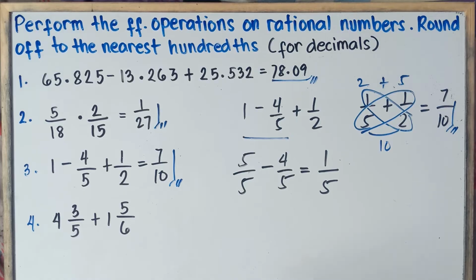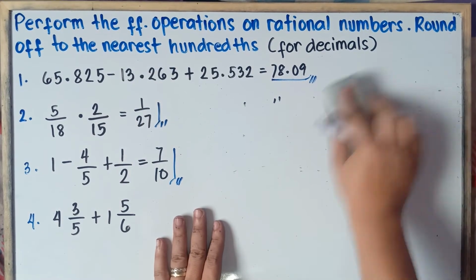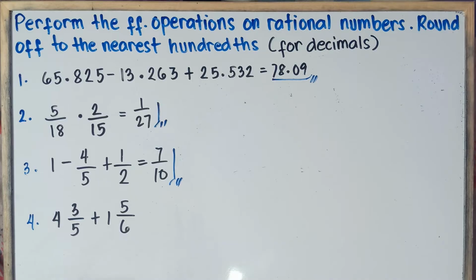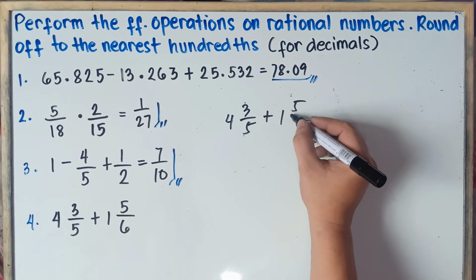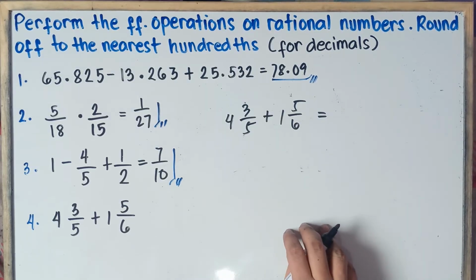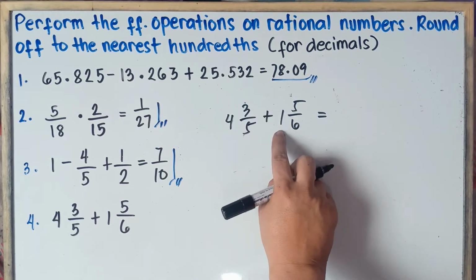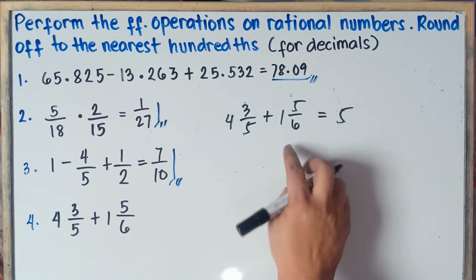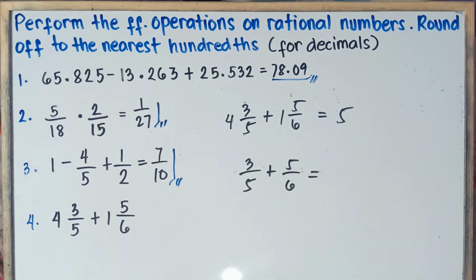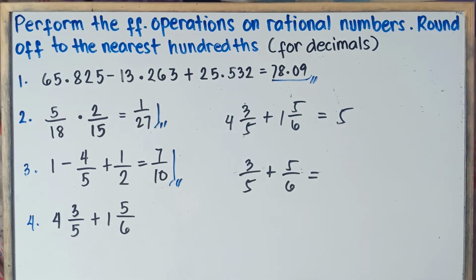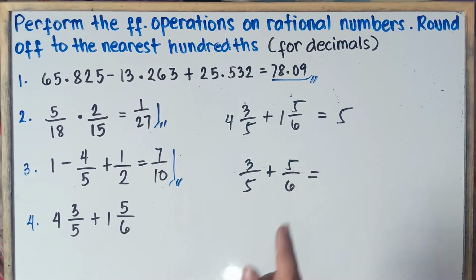Alright, so let's work on example number 4. So 4 and 3/5 plus 1 and 5 over 6. So simply add the whole numbers. 4 plus 1, that's 5. And then we add the fractions, class. 3 over 5 plus 5 over 6. Once again, if they don't have the same denominators, you can find the LCD for you to add the fractions. But for me, class, it's better to use the butterfly method. Easy, class, for the butterfly method.